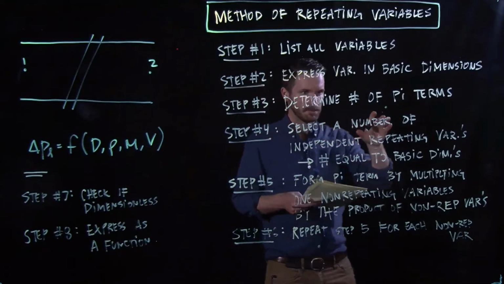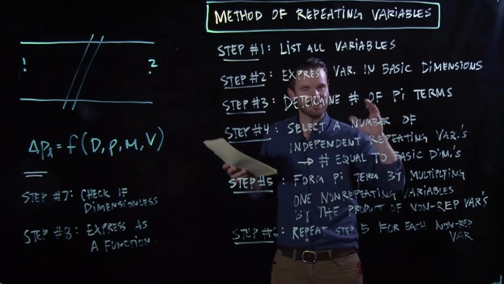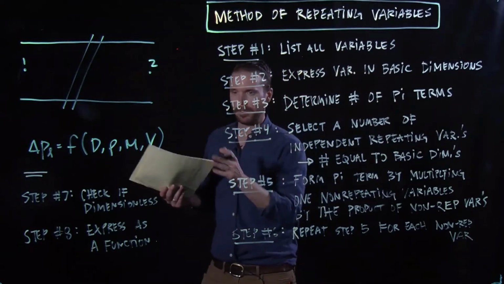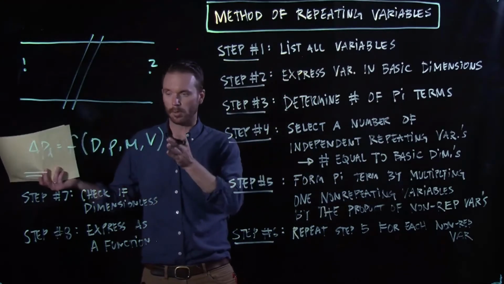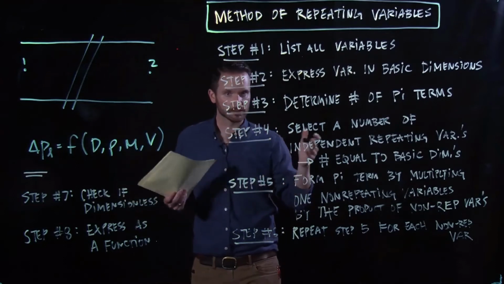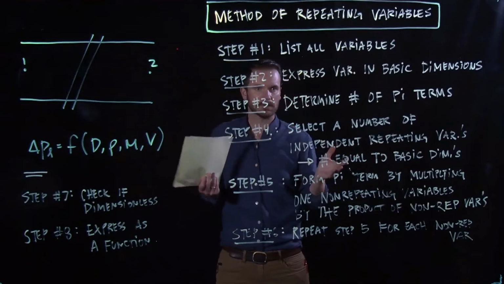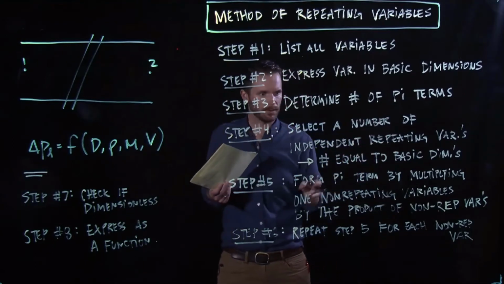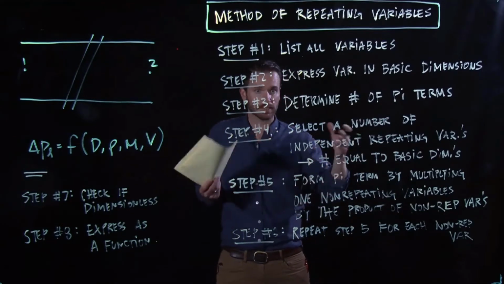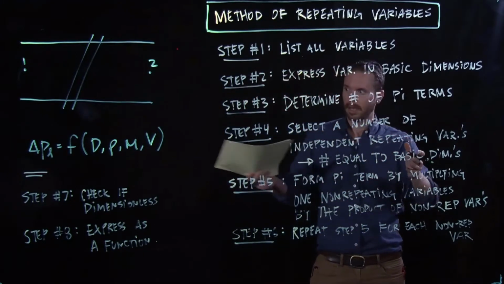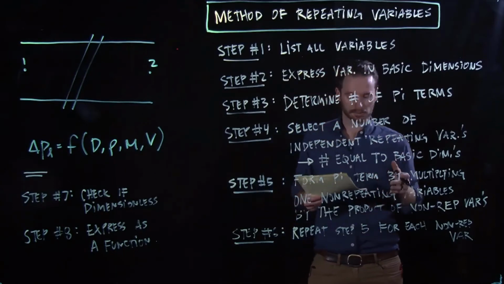Now, all of the reference dimensions must be included within this set of repeating variables, right? You wouldn't want to collect a set of repeating variables that just had length when the whole system needs to be described by force, length, and time, or mass, length, and time, right? You want to be able to represent all the different basic dimensions in this set of independent repeating variables. And this is kind of user-defined, right? We're able to select these ourselves from the available variables that are needed to describe our system.